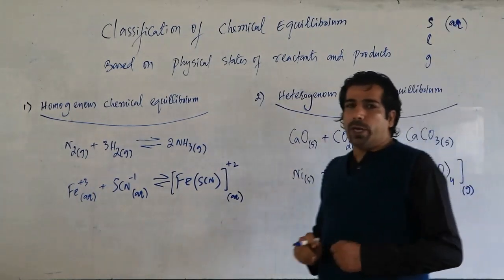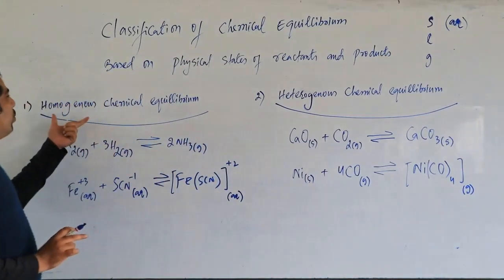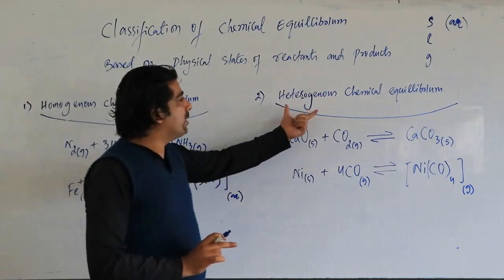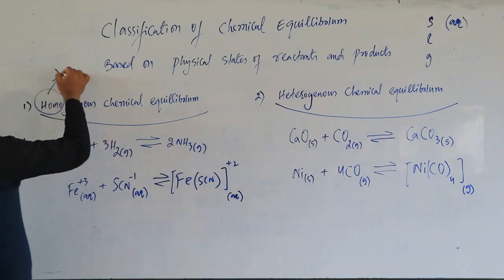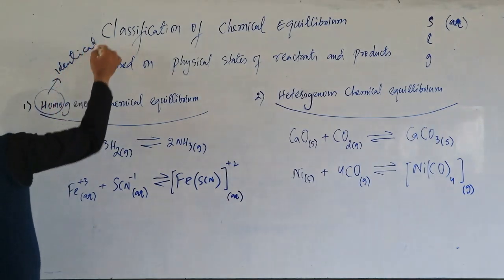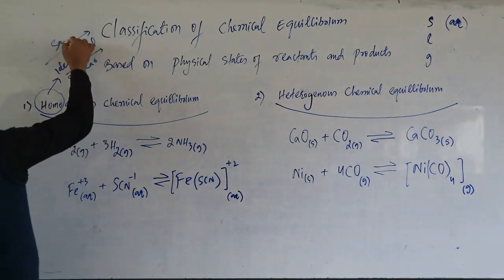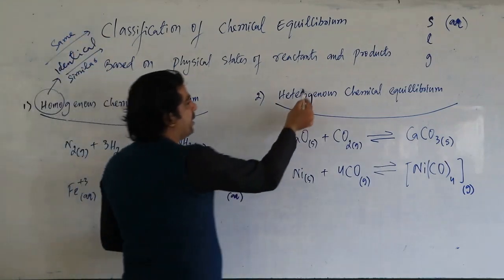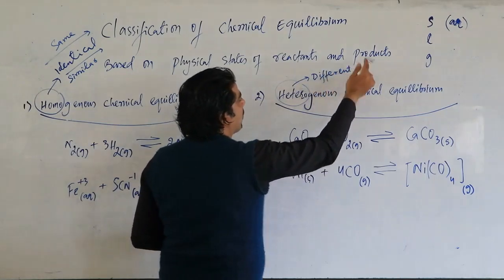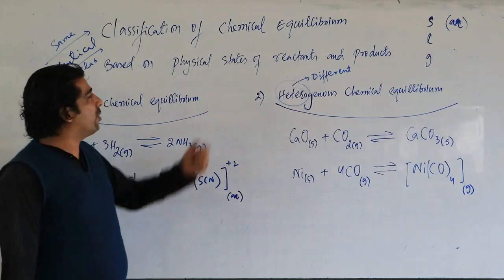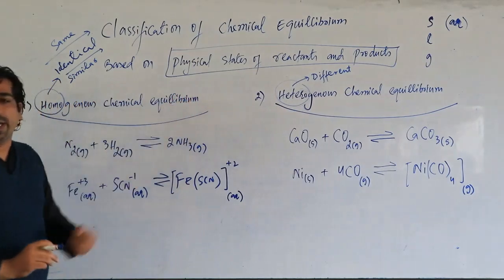So what we are going to do, we will classify the chemical equilibrium into two types. One is homogeneous chemical equilibrium and another one is heterogeneous chemical equilibrium. Everybody is aware about the fact that homo means identical, or you can say it also means similar, or same. Now look at the term hetero, it means different. Our classification is based on the physical state of reactants and products.